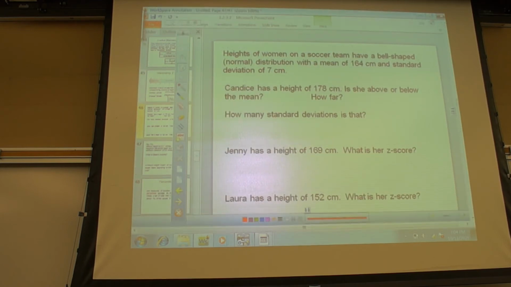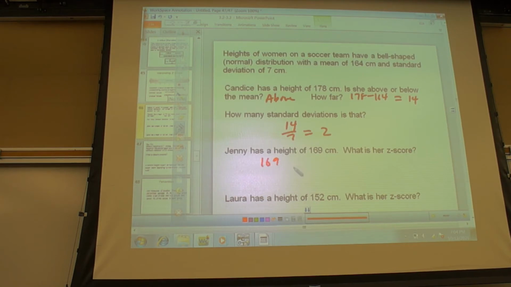Okay, so heights of women on a soccer team have a bell-shaped distribution, mean of 164 centimeters, standard deviation of 7. Candace has a height of 178 centimeters. Is she above the mean or below it? Above. Above how far? 178 minus 164 is 14. How many standard deviations is that? 2. Great.